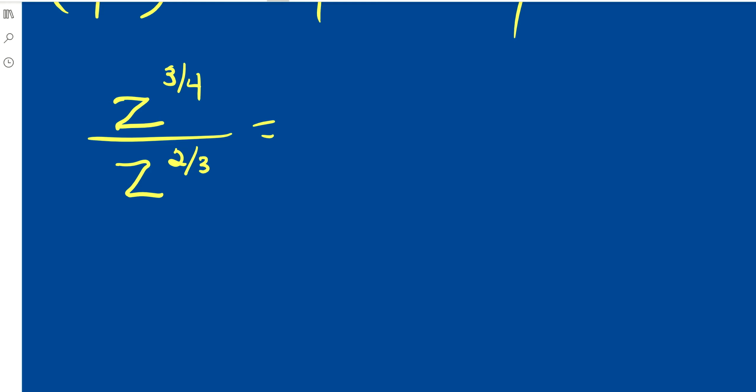This is going to read, it equals z to the 3/4 minus 2/3. Okay? So let's get our denominators the same. The 4, I'm going to multiply top and bottom by 3. That'll be 3 over 3. And the 3, I'm going to multiply by 4 top and bottom.